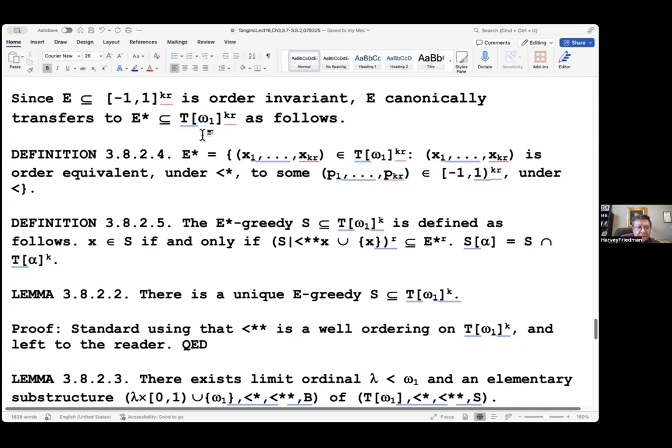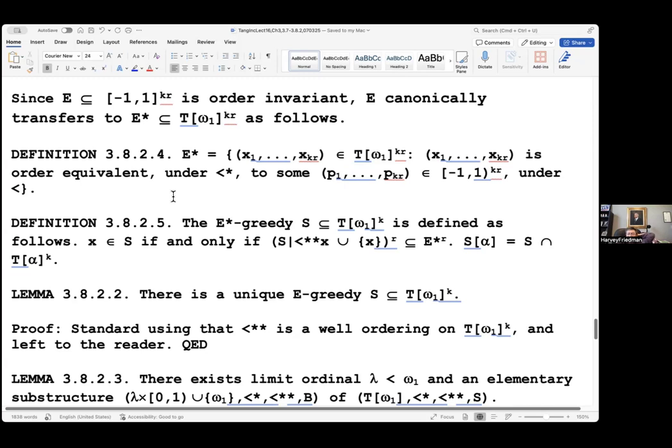So how do you transfer from an order invariant set in one linear ordering to another? Well, you do it this way: you ask for it to be order equivalent to something. I leave that to you. So now we've got that set up.